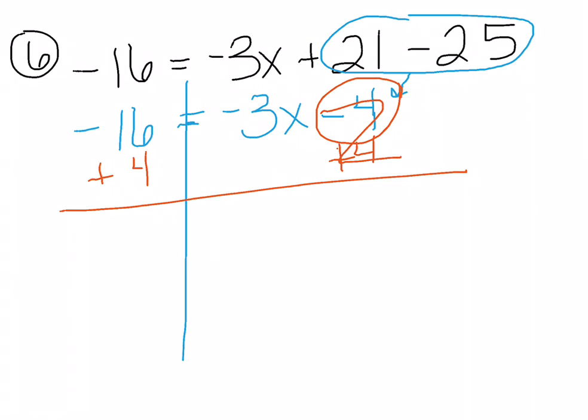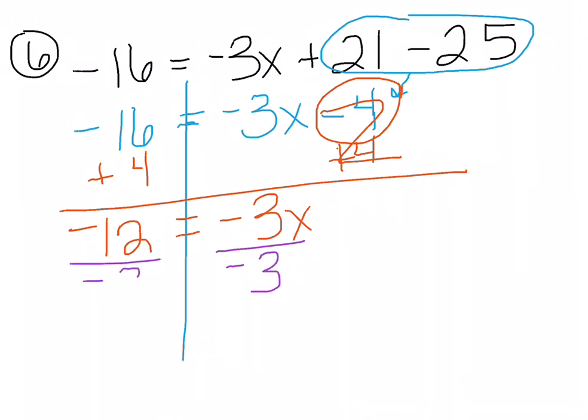This cancels, so on this side I'm left with negative 3x equals, and I have a negative 16 plus a positive 4. So of course if you put that in your calculator, you're going to get negative 12. If you just do the rules, then you know that you have to subtract them because they're opposite signs. Okay, so now to get rid of the negative 3 that's next to the variable, I have to divide them on both sides.